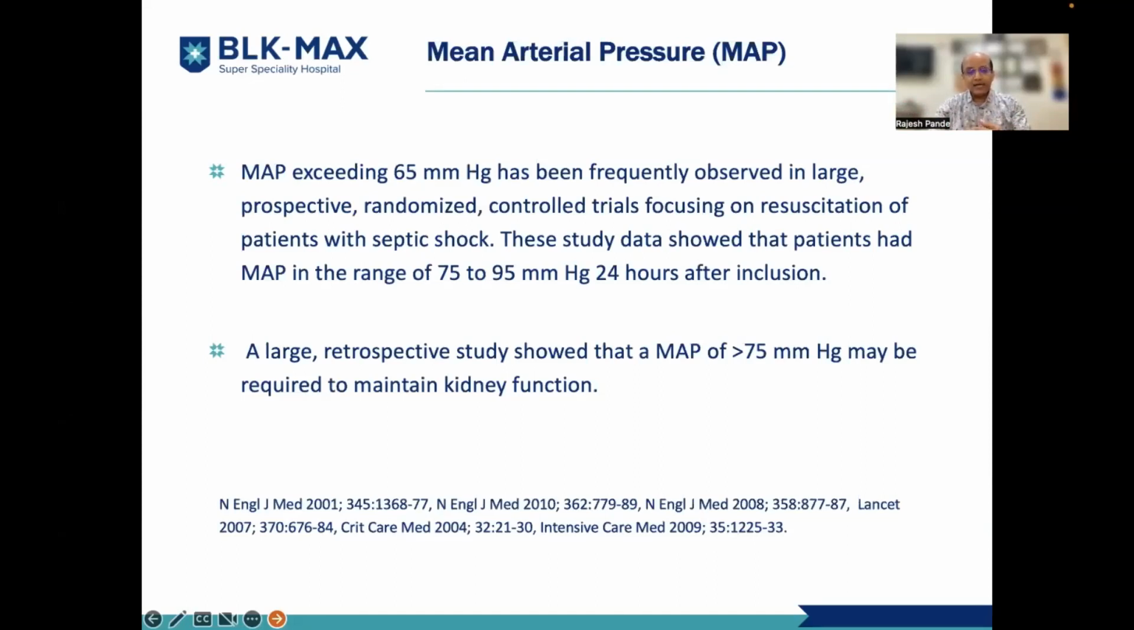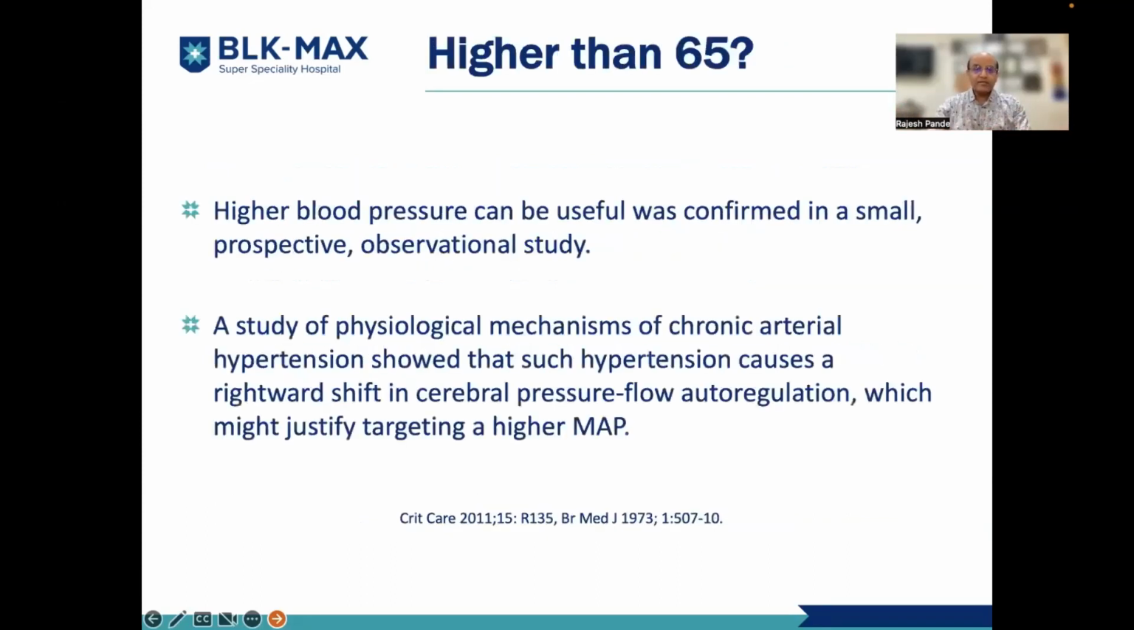Then we had a large retrospective study published in Intensive Care Medicine, which showed that a MAP of more than 75 millimeter mercury may be required to maintain kidney function. So should it be higher than 65? That is the big question. Well, higher blood pressure can be useful. This was confirmed by a smaller prospective observational study published in Critical Care.